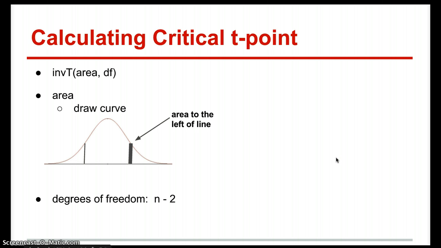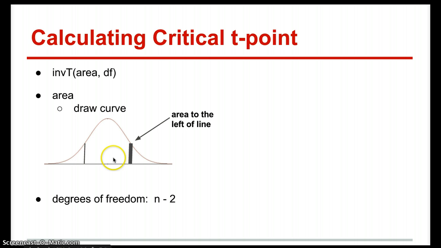So one thing you have to do is you have to know how to calculate a critical point for a t-value, okay, critical t-value. And so it's going to be the inverse t, the area, and then the degrees of freedom. And so I think it's smart to kind of draw a picture while you're getting used to it.